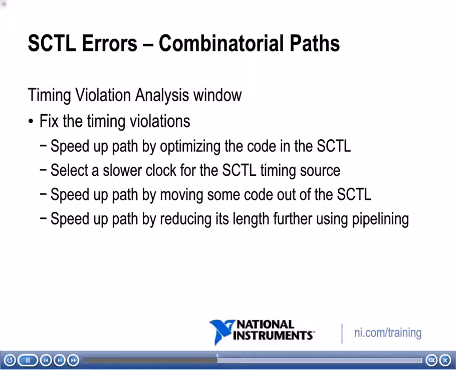Another way you can do this is speed up your path by moving some code out of the single cycle time loop. So maybe some of the slower code, you can remove from your single cycle time loop and put it outside of it. That way you're still able to optimize some of the code that you have in there to execute within a single clock tick. The other thing you can do is speed up your path by reducing its length even further by using a technique called pipelining, which we'll talk about later in this lesson.